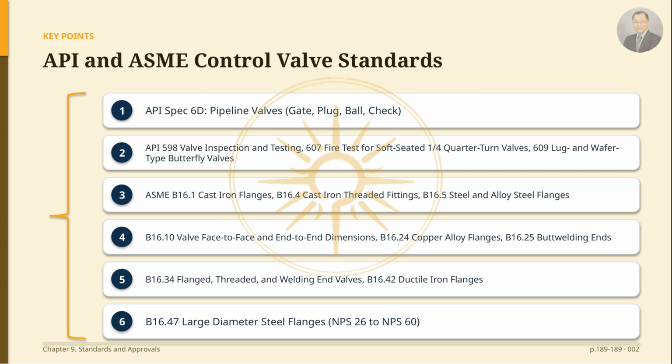Continuing on, B16.24 covers copper alloy flanges. B16.25 covers butt welding ends. B16.34 covers flanged, threaded, and welding end valves. B16.42 covers ductile iron pipe flanges. And B16.47 regulates large diameter steel flanges from NPS 26 to NPS 60.